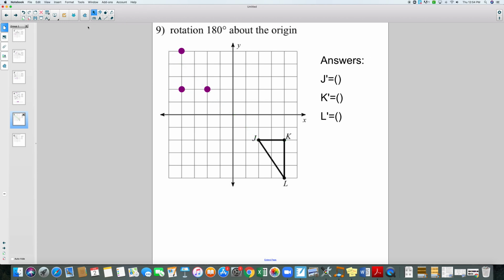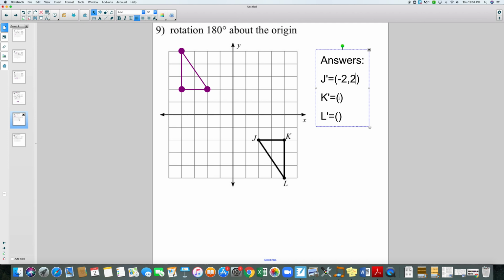Let's connect these lines. So go back to this, go back to that, do purple. Let's connect our dots here. And we can see that we rotated the figure, or the picture, 180 degrees. So now let's determine our coordinates for this. For J, we were originally 2, -2. Now we are -2, +2.